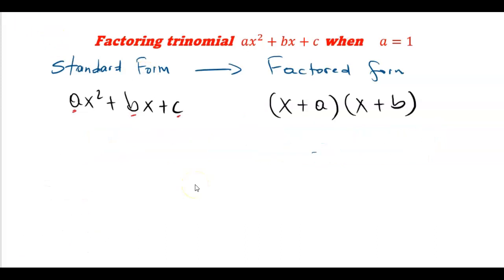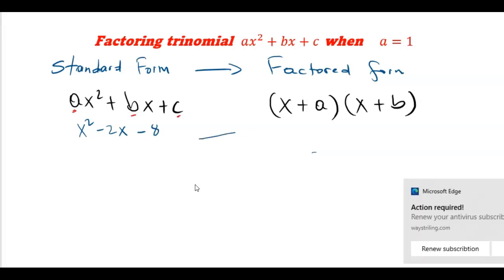So here is another example. Let's say we have x squared minus 2x minus 8, and we need to convert it to factored form.